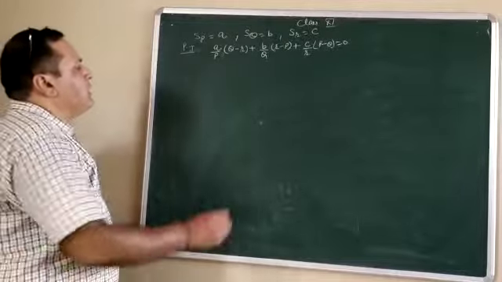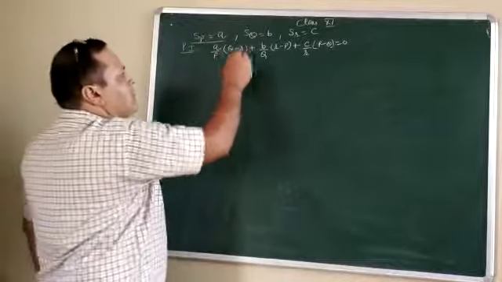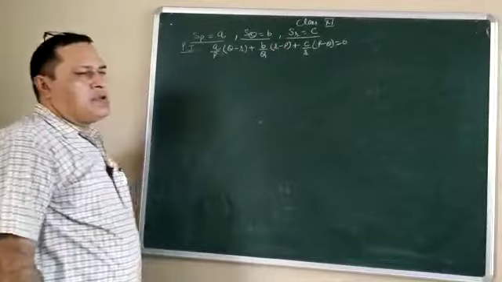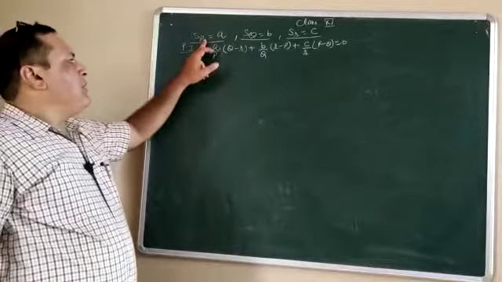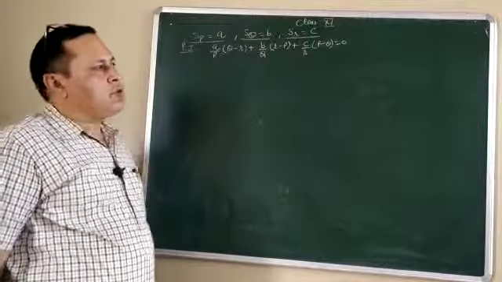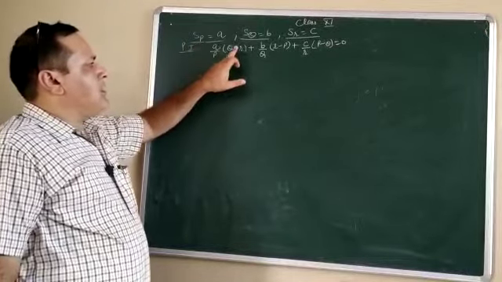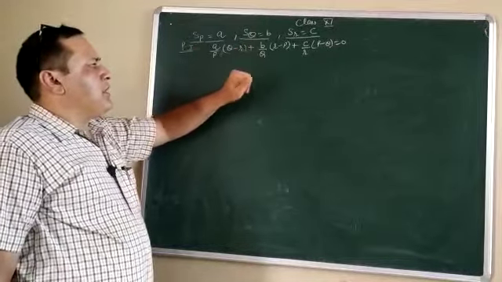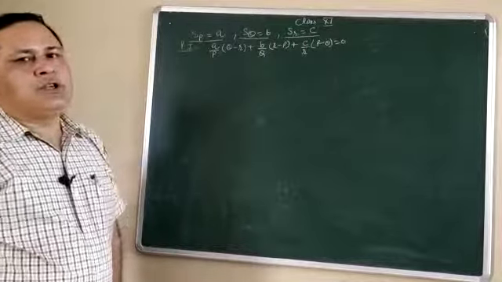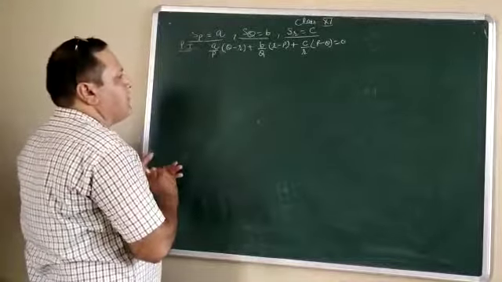See, it is given that the sum of p terms is equal to a, the sum of q terms is equal to b, and the sum of r terms is equal to c. You have to prove that a upon p into q minus r plus b upon q into r minus p plus c upon r into p minus q is equal to 0. Now you have to prove this. How can we simplify the question?